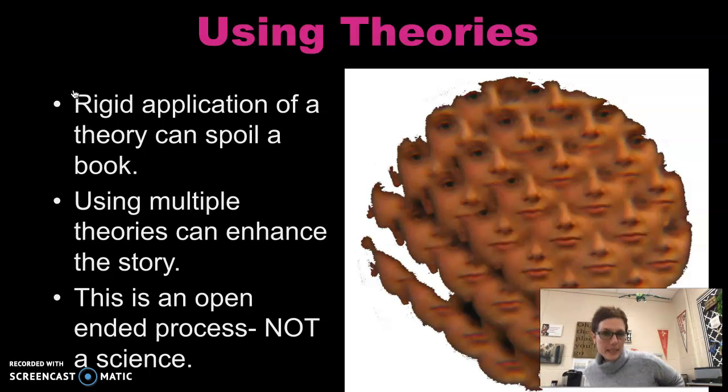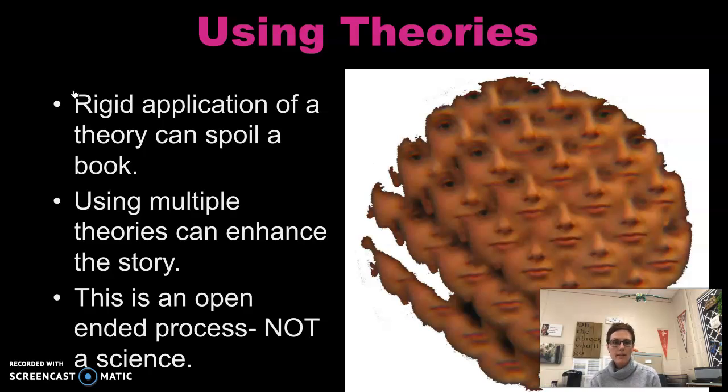So using theories, how will we use them? If we're too rigid, like this says there, rigid application of a theory can spoil a book. If we say, I only look at this book through this lens, no other lens fits, that can be problematic. So we will try to use multiple theories for every book that we read. And when I say theories, I want you to think theories or lenses. Same thing. I will use those two words interchangeably.